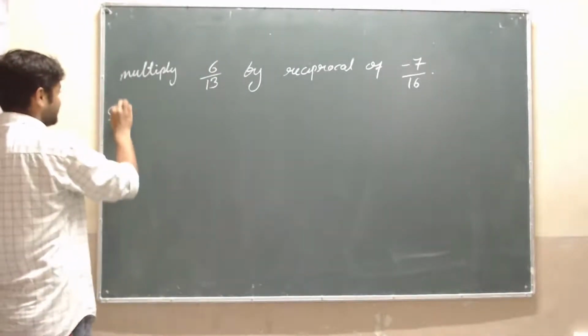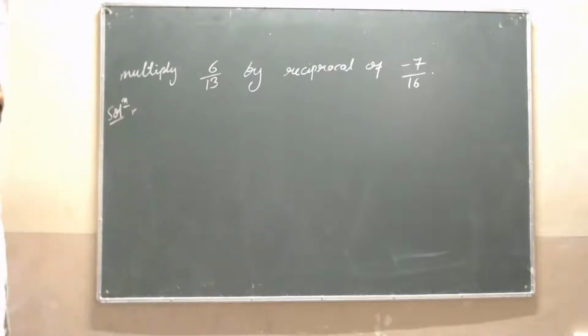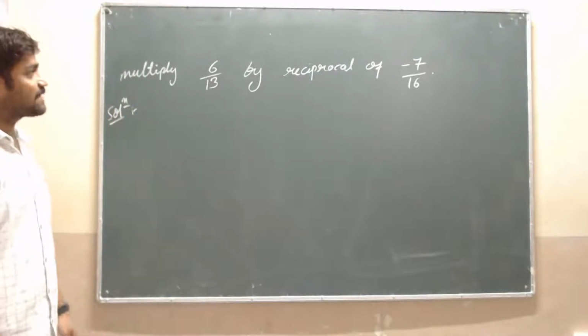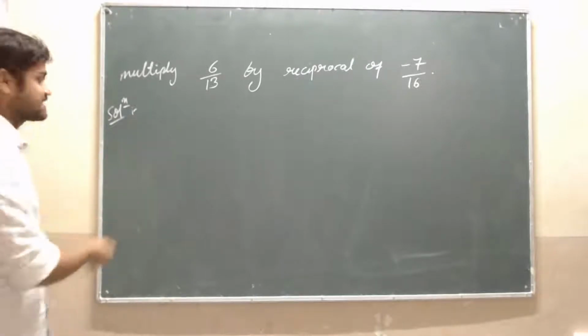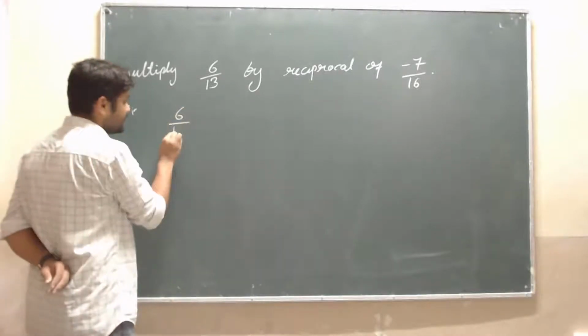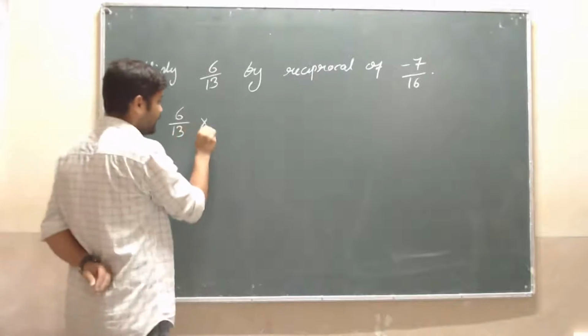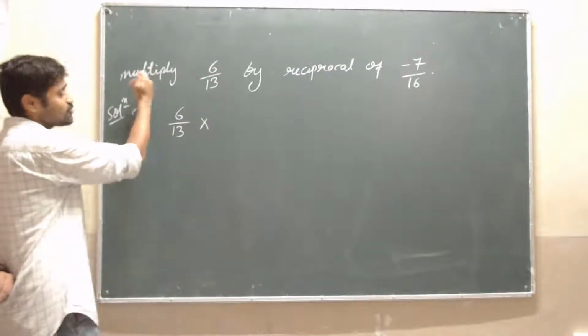Solution. Okay, solution we have, that is 6 by 13 is multiplied by the reciprocal of minus 7 by 16. That is, I will write it here, 6 by 13 into, okay, we are multiplying because the question is multiply.